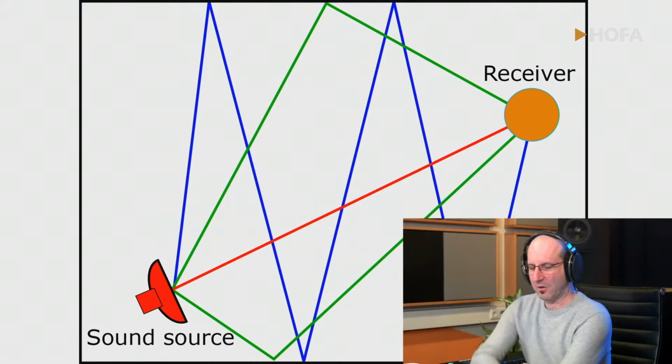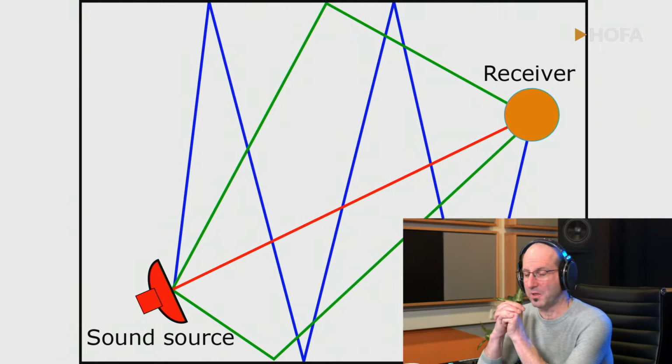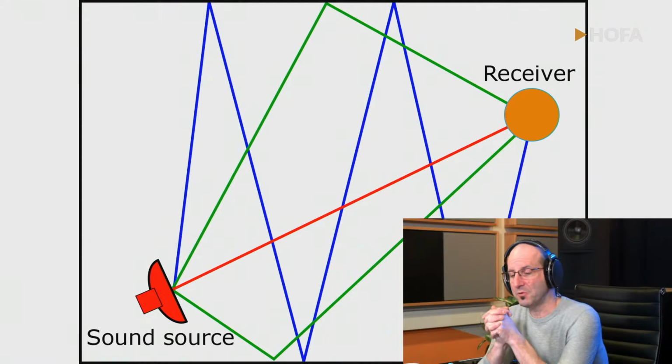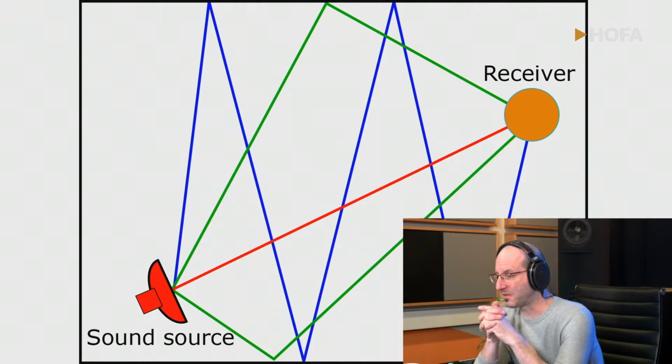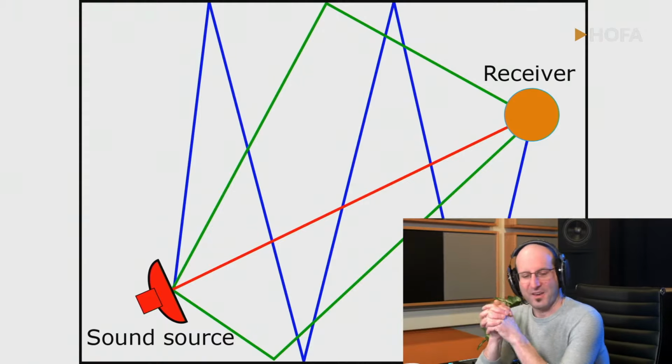Okay, so this is what we have in a room, in a real room, when we have a sound source and what we call a receiver.